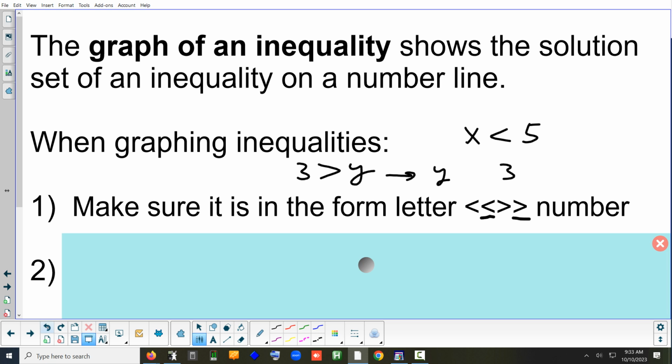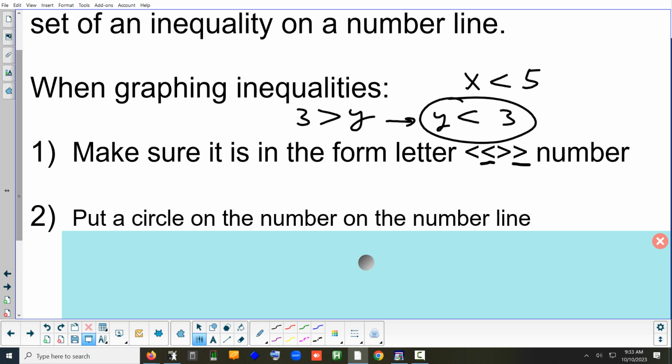If you fix it, because the letter was on the wrong side, the symbol still has to be pointing at what it was originally. It still has to be pointing at the y. So if I see something like this, I fix it so it's like that. We always want letter, symbol, and then number. And the reason we want that has to do with making the picture. That's going to help us out.